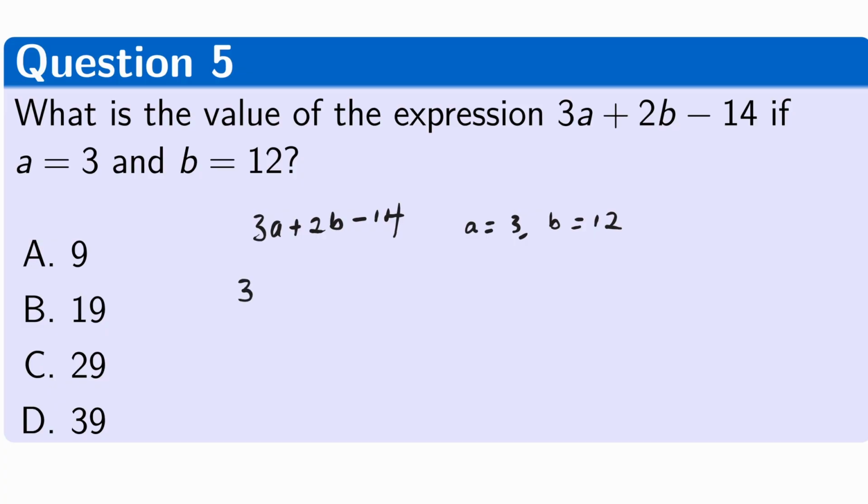So we're going to have 3 times a, but a is now equal to 3, then plus 2 times b, but b is equal to 12, then minus 14, right? So 3 times 3 is 9, plus 2 times 12 is 24, then minus 14. So when you simplify this, we are going to have 19. And so the correct option is option B.